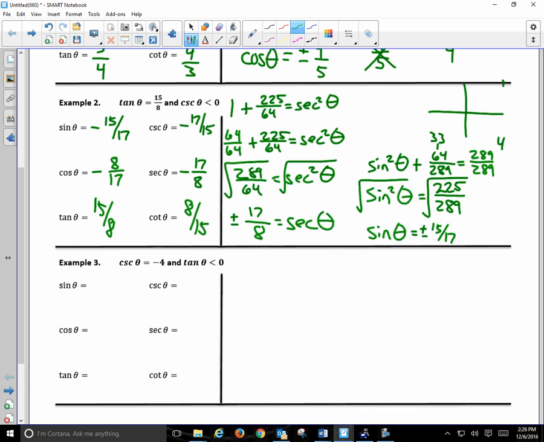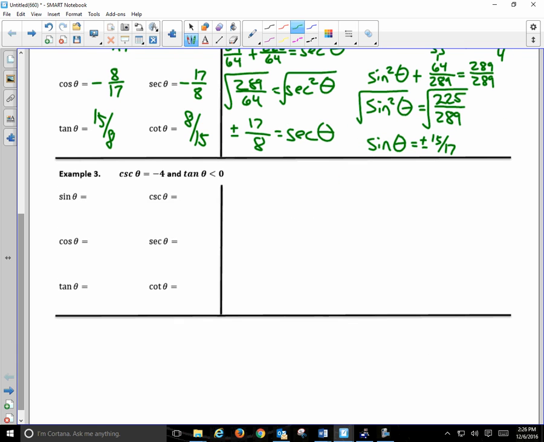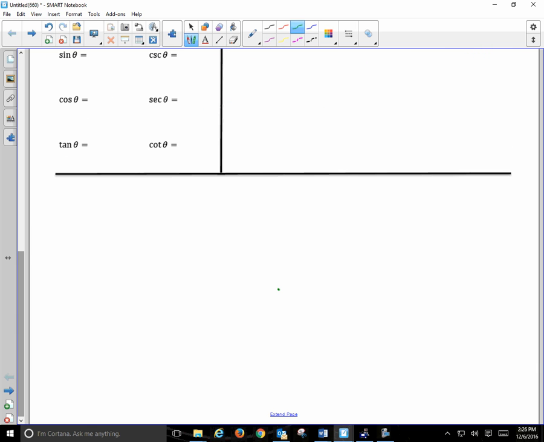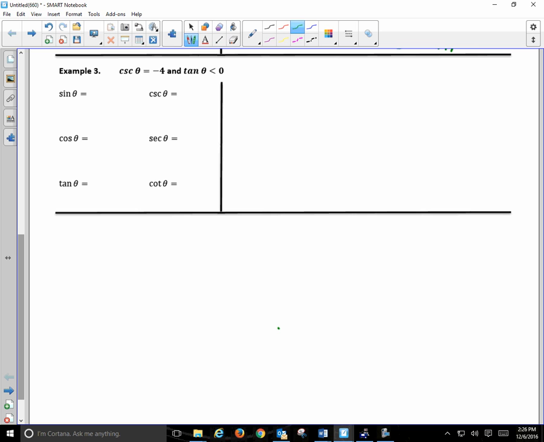Let's try one more. And on your worksheet, you can see I'm doing 3 problems on the front. You just have the 4 on the back. You should get about 20 minutes to work on them. Okay, cosecant is -4, and tangent is less than 0. So what should I list first? -4, and sine is -1/4.